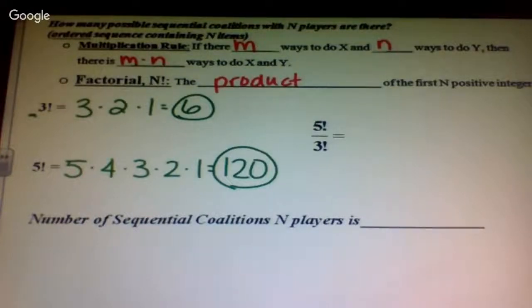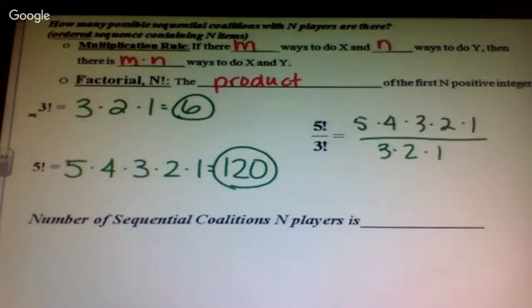Watch what happens here. I have 5 factorial over 3 factorial. So 5 factorial says 5, 4, 3, 2, 1. 3 factorial says 3, 2, 1. Can we just cancel those? All you're left with is 5 times 4, which is 20. You can also do 120 divided by 6, and you still get the same answer.